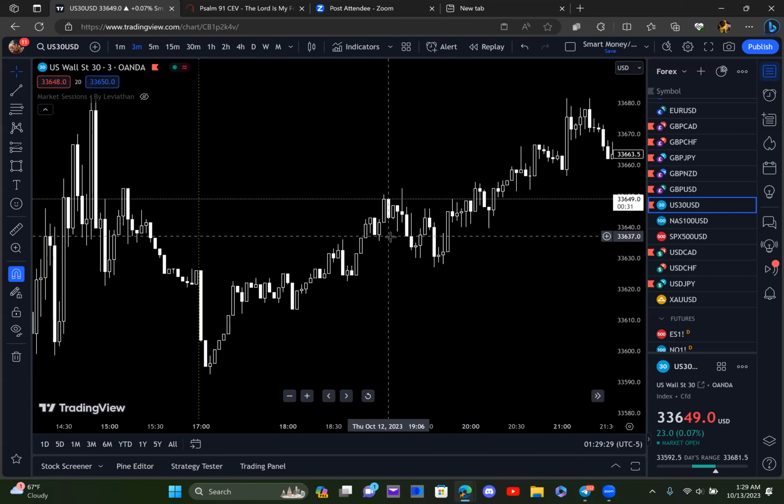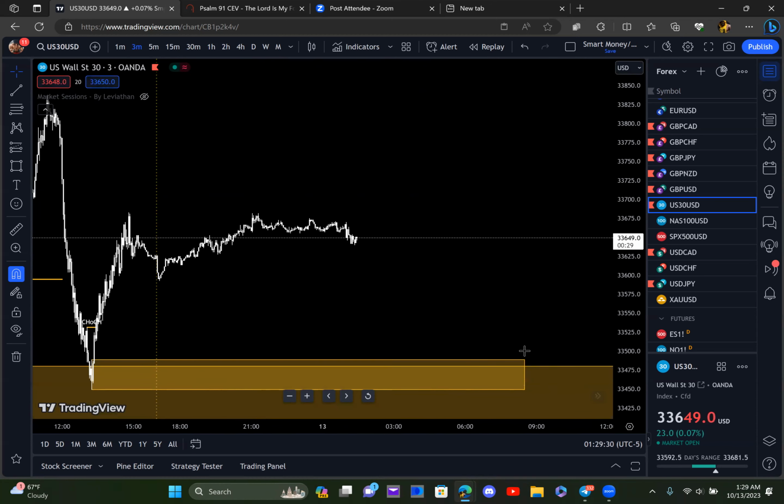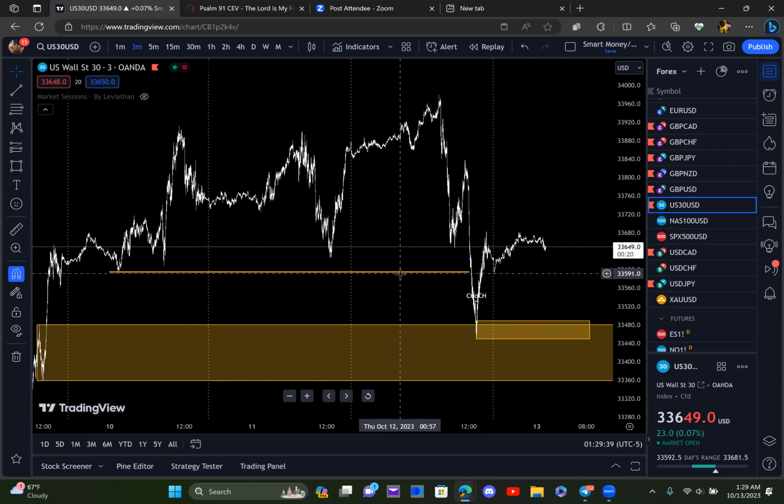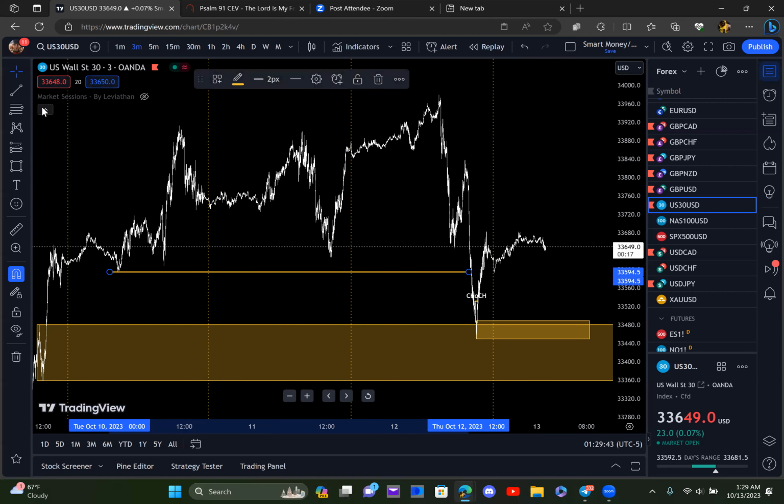So now all we do is wait for price to come back down up into here. Now, this is a live chart. This ain't back testing. This is a live chart. So it's gonna take a little while. All right, let me mark this. See, I got all my stuff marked out.